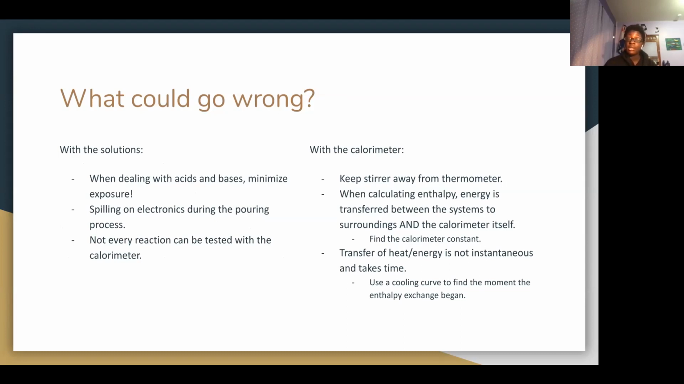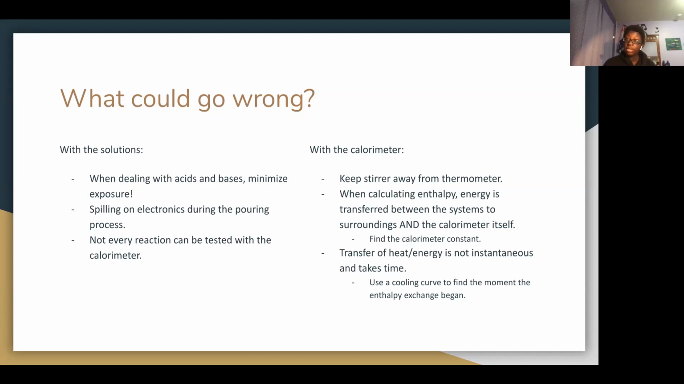Another thing is that not every reaction can be tested with a calorimeter. Sometimes they are not compatible. Another thing is that we want to keep the stirrer away from the thermometer in the calorimeter, or it could interfere with the temperature measuring.